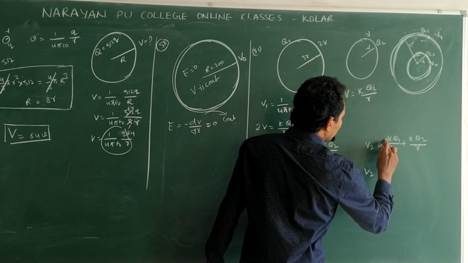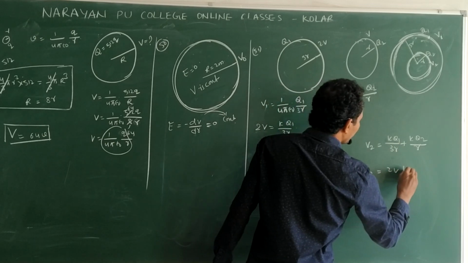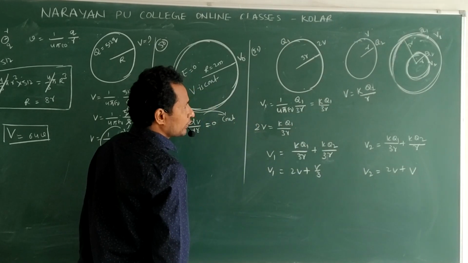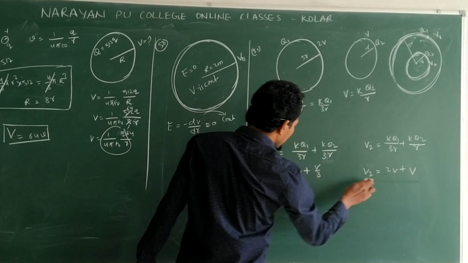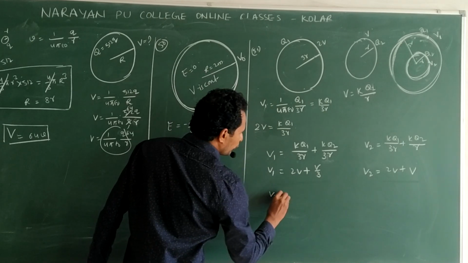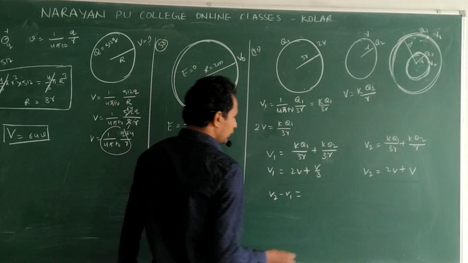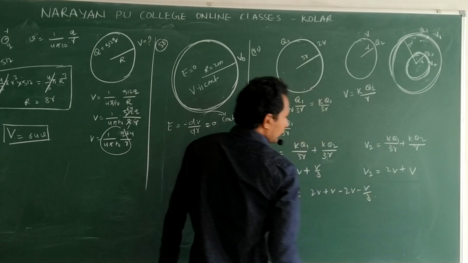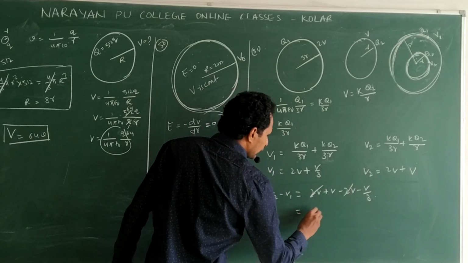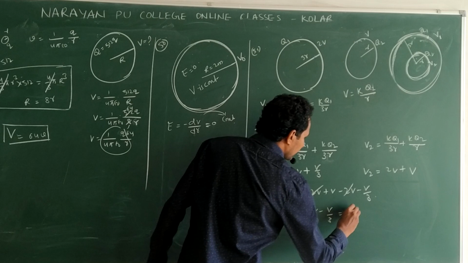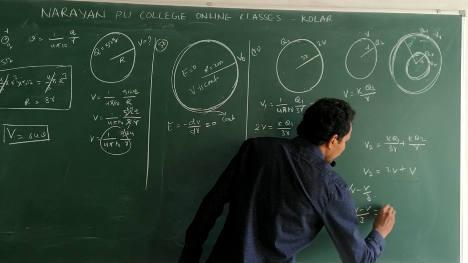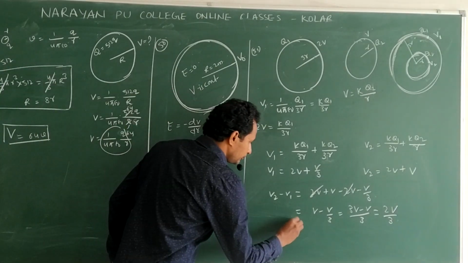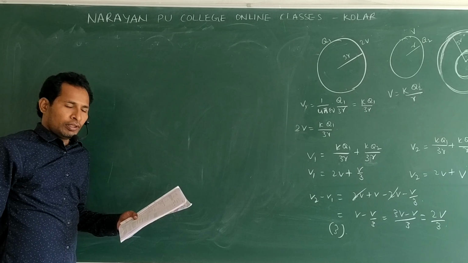And this is V2. K Q1 by 3R is what? 2V. Plus K Q2 by R is what? V. They are asking the difference between two potentials. Means in this, which is bigger? V2. So V2 minus V1 is the potential difference between two spheres. Then 2V plus V minus 2V minus V by 3. 2V cancel. V minus V by 3. This is 3V minus V by 3. 2V by 3. So the option is 3. Clear? Now come to 52.